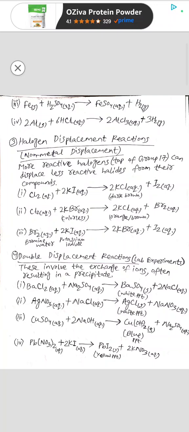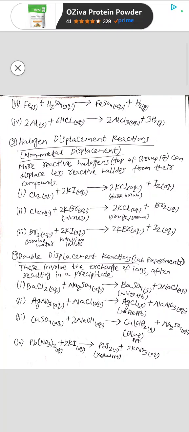See, in barium chloride there are two types of ions, Ba2+ ions and Cl- ions, and in sodium sulfate there are two types of ions, Na+ ions and SO4 2- ions, sodium ions and sulfate ions. These ions exchange with each other. The sulfate ion combines with barium, and the chloride ion combines with sodium to form barium sulfate and sodium chloride. So this is an example of a double displacement reaction.